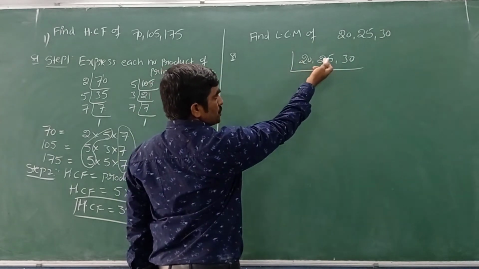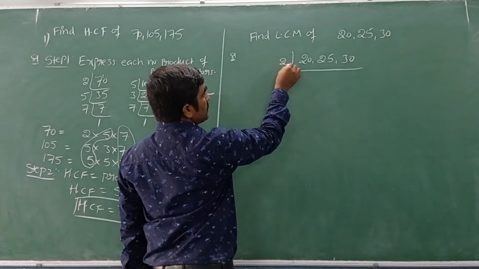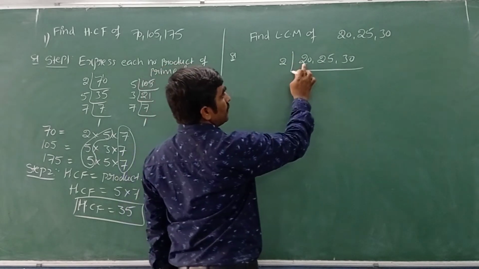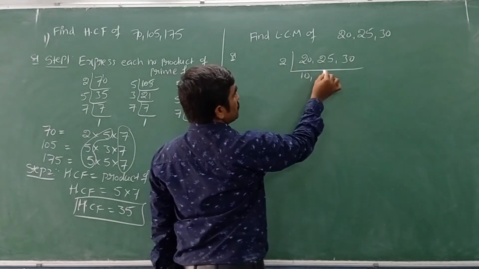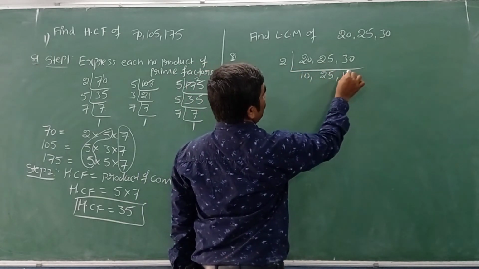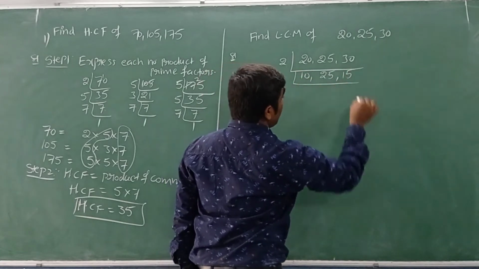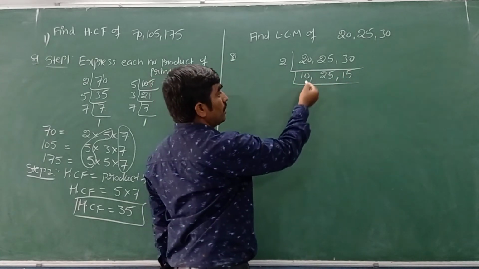In this, 2 is not possible, so write as it is. 2 is the prime number which is the common factor of both numbers. 2 tens are 20. In 25, the 2 table is not possible, so write as it is. In 30, 2 fifteens are 30. Now tell me again, which prime number is possible? The 2 table is not possible.